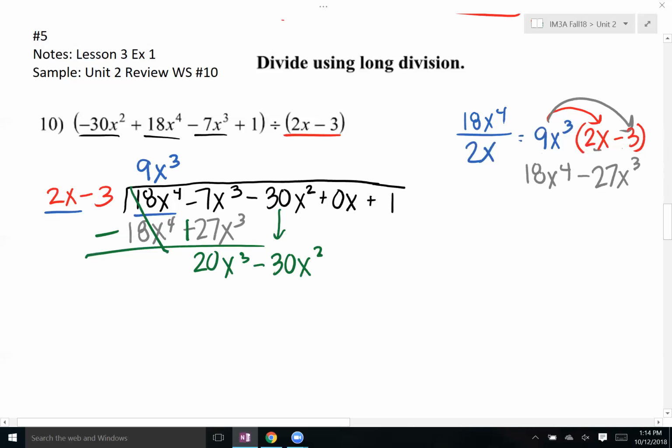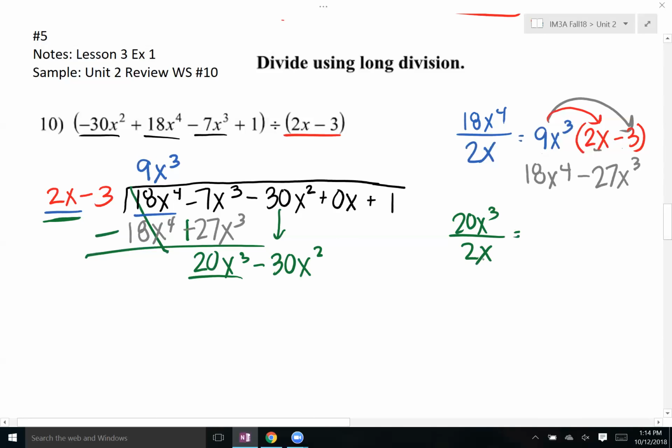Now we're repeating this process until the degree that we're left with is smaller than the one of our divisor. So we're going to take 20x cubed and divide it by 2x. If the numbers don't divide evenly, that means you made a mistake, probably in changing the sign, or maybe not multiplying it when you wrote it underneath. Be careful of that. It's not normal for it to disappear, and it should be a number that you can divide into.